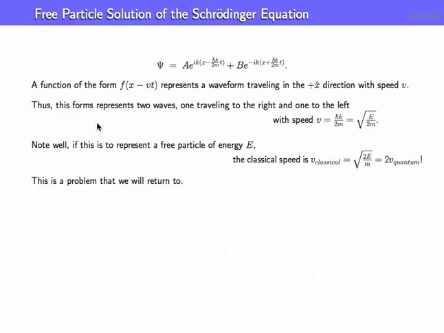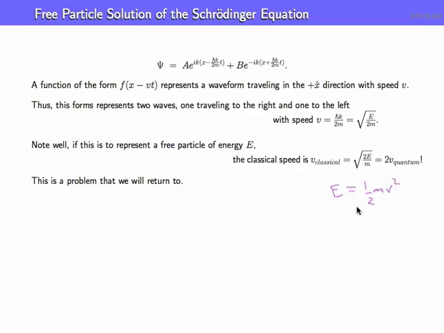Now, here's an issue. If this is going to represent a free particle of energy E, we know from classical physics that the energy comes from the kinetic energy. It's all kinetic, right, if there's no potential.